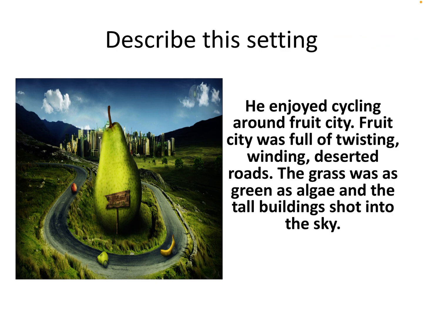So I said he enjoyed cycling around Fruit City. I've decided that's what it's called. Fruit City was full of twisting, winding, deserted roads. There's my power of 3. The grass was as green as algae, and the tall buildings shot into the sky. So as green as algae is a simile, and the tall buildings shot into the sky, that's actually more a metaphor because they're not actually shooting into the sky, but it emphasises how tall they are.